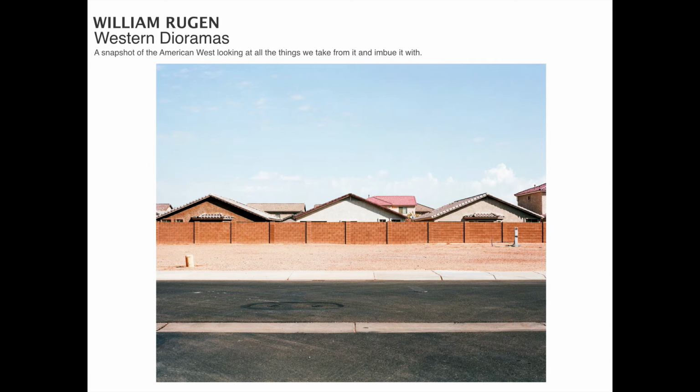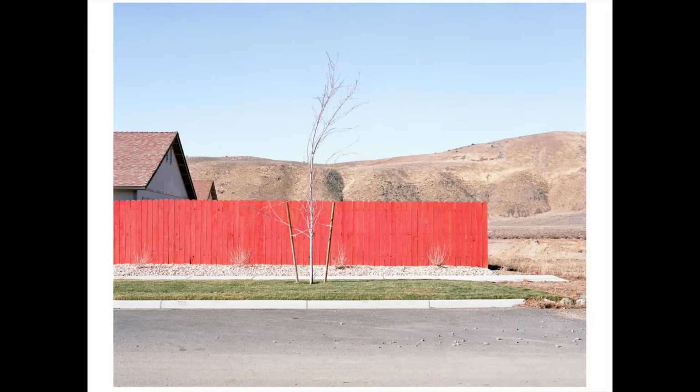William Ruggen, Western Dioramas. So a lot of these were shot in Las Vegas. This is more along what I feel New Topographics would be. But you guys are just thinking about topographic, unless you want to be more stylized. I love the red. It pops out in this desert landscape. The tree leaning off to the right-hand side that falls to empty. It's a beautiful photograph.